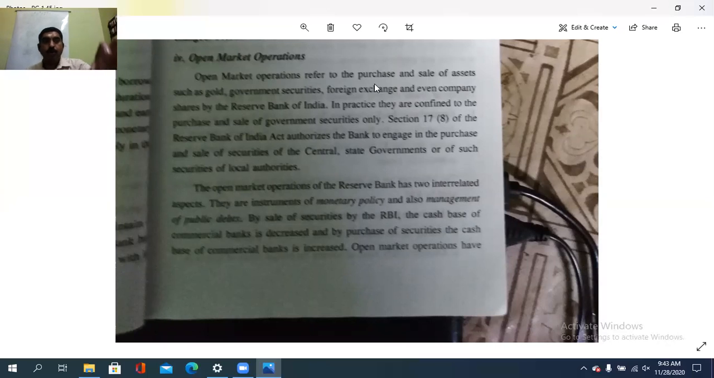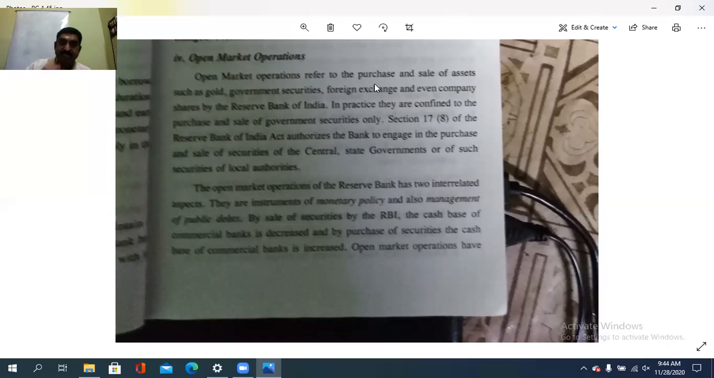Open market. In the open market, what they need to purchase and sale of the assets by the RBI. So what all assets? Maybe the gold, maybe the government security, maybe the foreign exchange reserve, or even the company share. In practice, they are confined to the purchase and sale of the government securities also. Section 17(8) of the Reserve Bank of India Act authorizes the bank to engage in the purchase and sale of the securities of the central, state government, or of such securities of the local market or local authorities. So what need to be? Section 17(8) of the Reserve Bank of India Act that authorizes the bank to engage in the purchase and sale of securities.